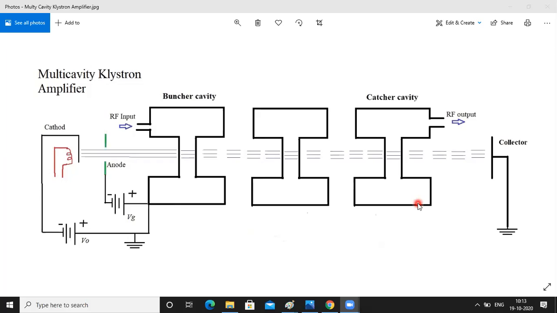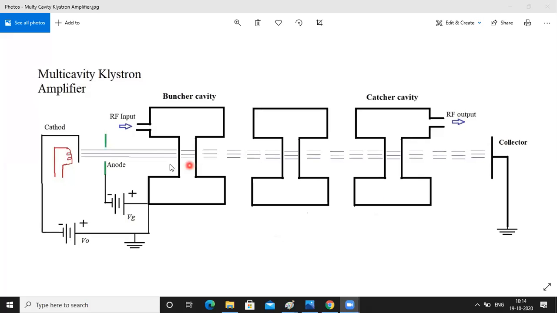The collector plate of the three cavity klystron operates at ground potential. Whatever the potential is here, it operates at ground potential. What is the reason for that? The reason is safety. For safety purposes, it operates at ground potential.